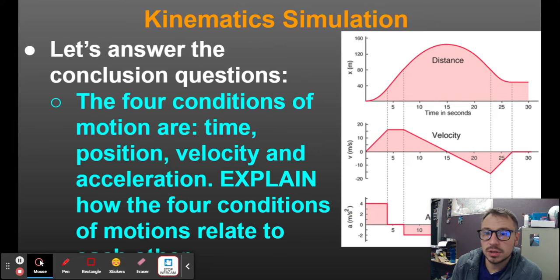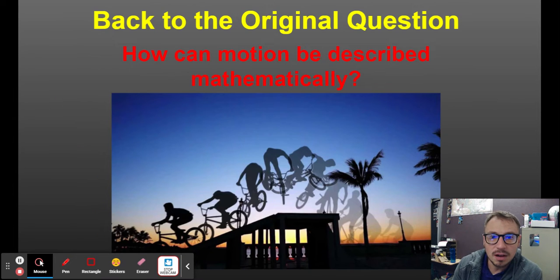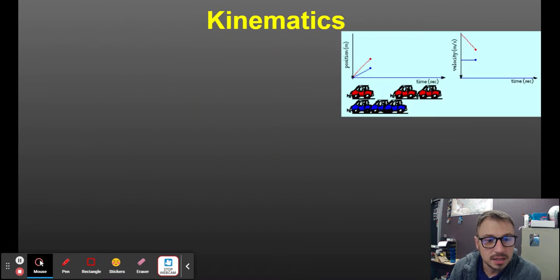All right. So answer the conclusion questions, and we've already talked about this. The four conditions of motion are time, position, velocity, and acceleration. Explain how the four conditions of motion relate to each other. The change in position divided by change in time is the velocity. The change in velocity divided by time is the acceleration. So that brings us to, how can motion be described mathematically?